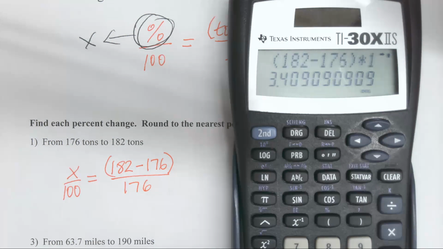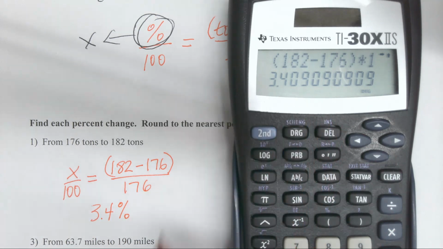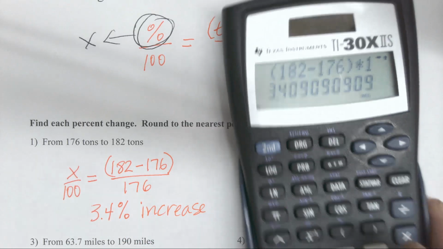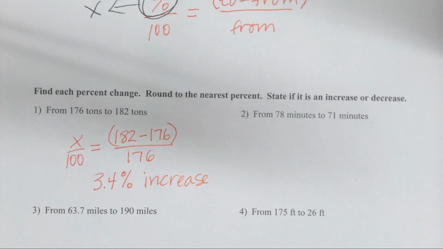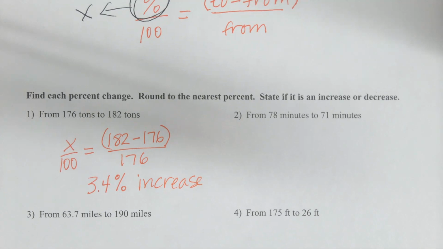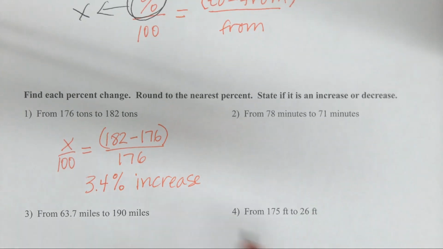3.4 in this case. This is a 3.4%. Keep in mind, it came out positive, and therefore it's an increase because they ask you to determine if it's an increase or a decrease. And that formula will be the same for all of them. There's no real fancy change. There's not a whole lot you have to look for. The thing you watch for the most is, does it come out positive or negative?